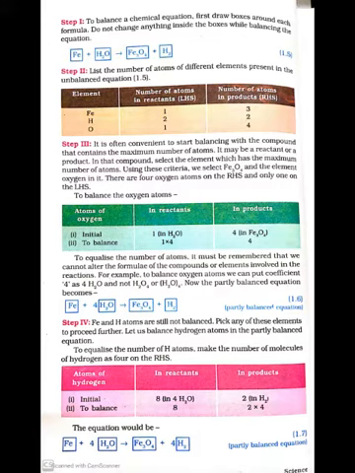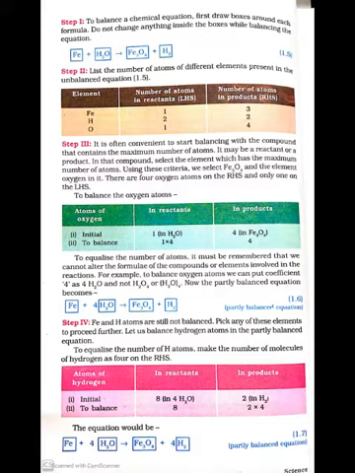1.5. Step 2. List the number of atoms of different elements present in the unbalanced equation by the below table. This table has 3 columns: elements, number of atoms in reactants, number of atoms in products. For iron, number of atoms in reactant 1, in product 3. Hydrogen, number of atoms in reactant 2, in product 2. Oxygen, number of atoms in reactant 1, in product 4.